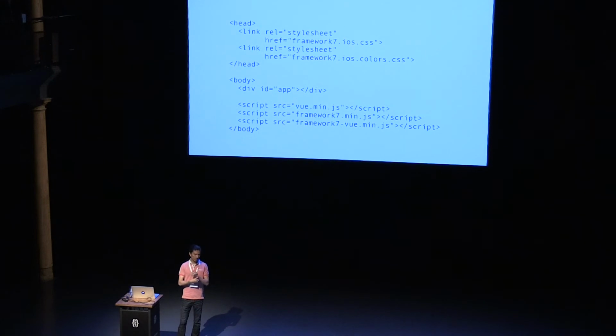Then in the body, we create a new div with the ID app. So this is where we bootstrap our application, just the same way you would do it in Angular or in React. And then we add the 3 JavaScript files that we need, which are the Vue.js file, the Framework7 JavaScript file, and the plugin.